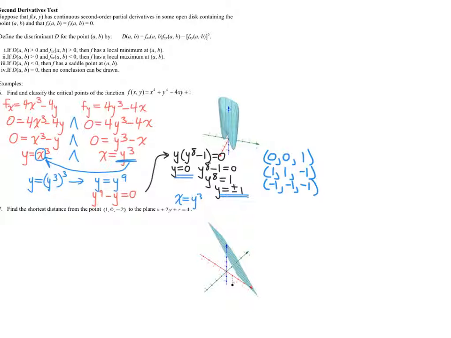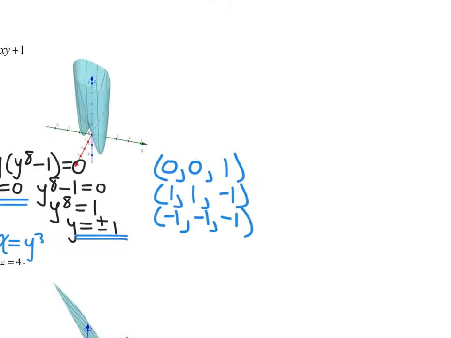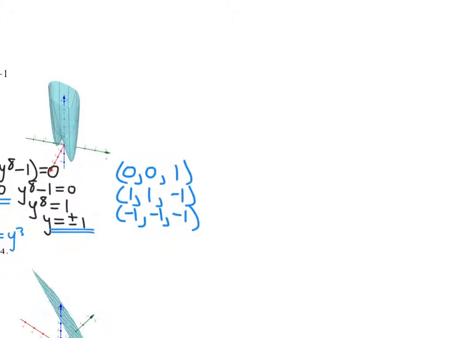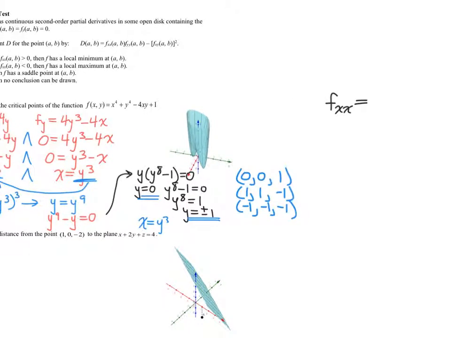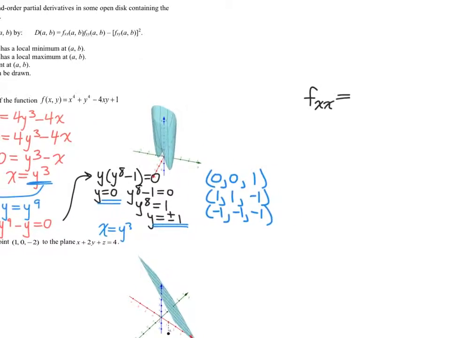So what we do is we figure out the discriminant for each one of them. I need my second order partial with respect to x, which requires me to see my x, 12x squared.